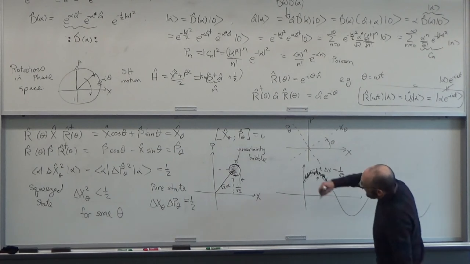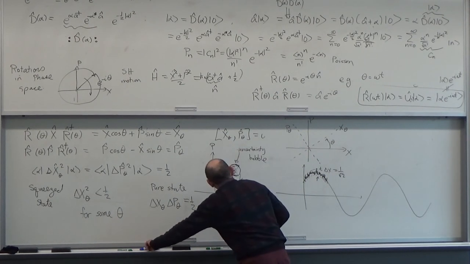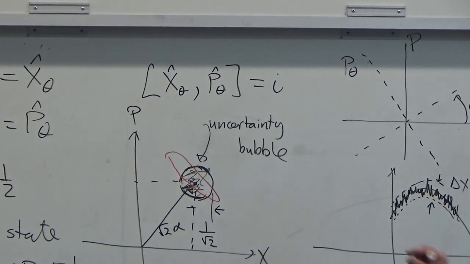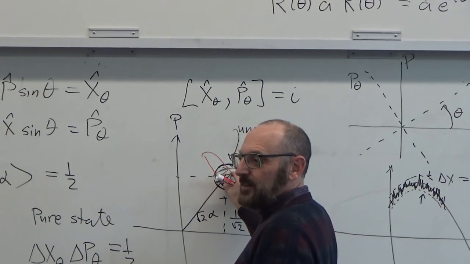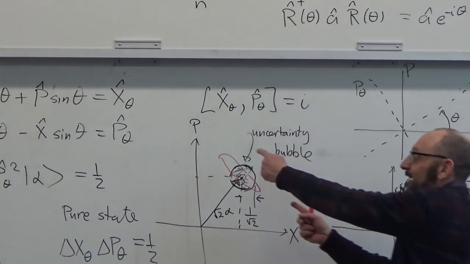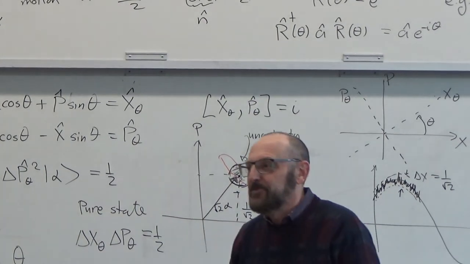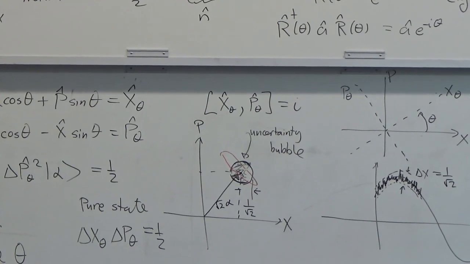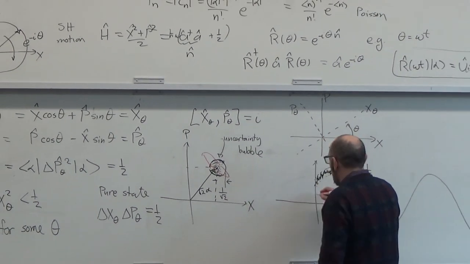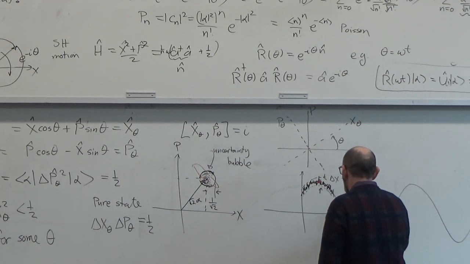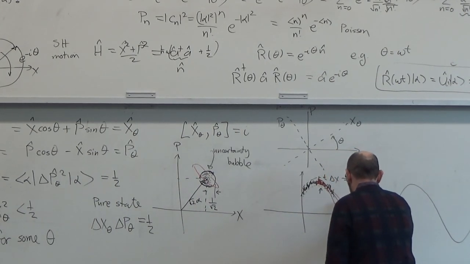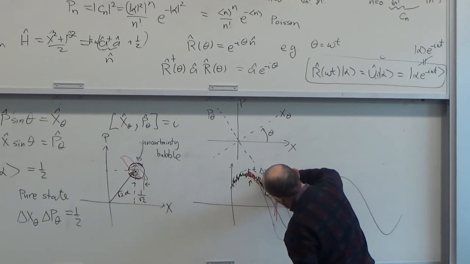So a squeeze state might look like this. That is a state which has reduced uncertainty below the vacuum level along this quadrature, but according to the uncertainty principle, it must be anti-squeezed along the conjugate quadrature. What such a state would correspond to in this case would be one such that at this point the noise is very little, but at this point the noise is very big. So it has a kind of distorted uncertainty. I'll draw this better next time.